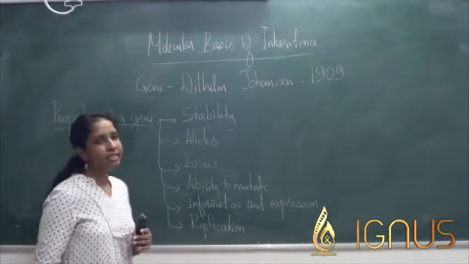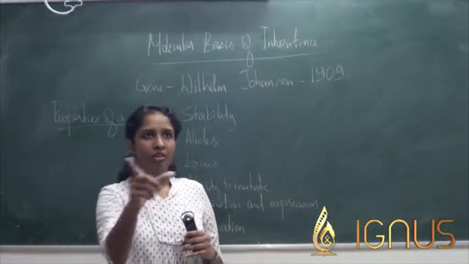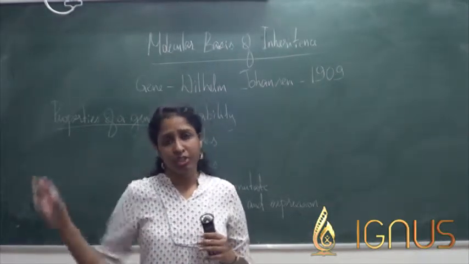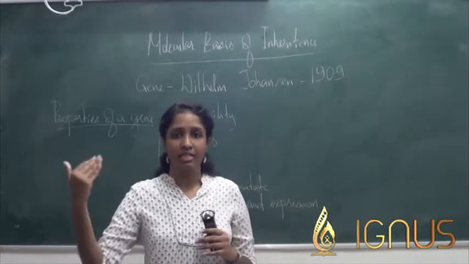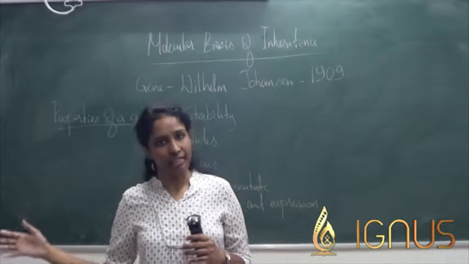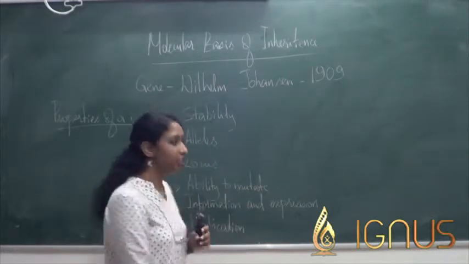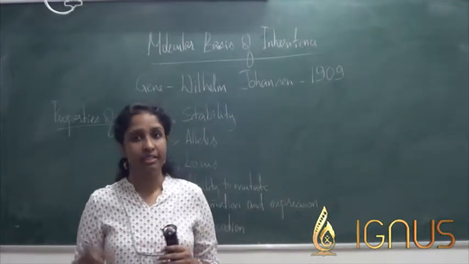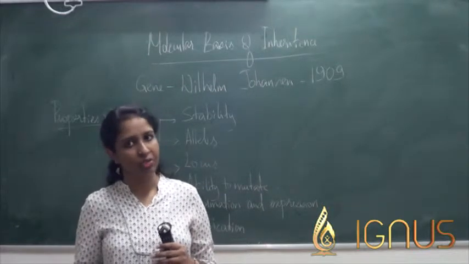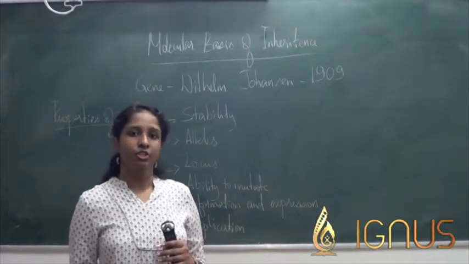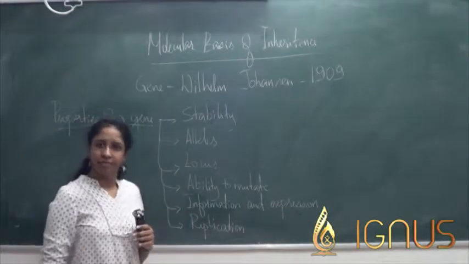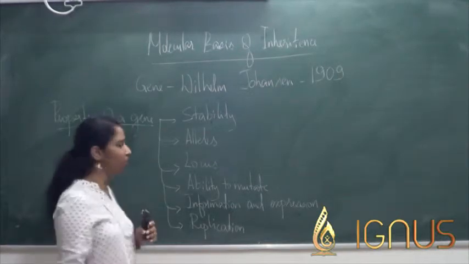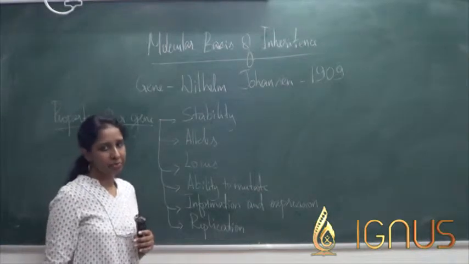The last point is replication. Now genes are not fragments of DNA that are just flying around in the cell. They are part of the genome of the cell. So when the genome is replicating and being passed on to the next generation, that is the daughter cells, the gene needs to be replicated and passed on to the next generation. Unless and until it undergoes replication and gets passed on to the next generation, it cannot be called a gene. So these are the properties for a fragment of DNA to be called a gene. A gene can be called a gene only if it has all of these properties.